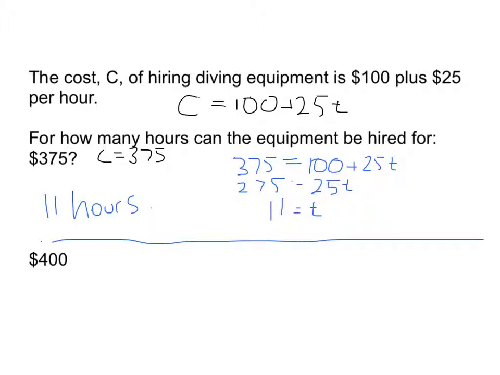And if we had $400 available to us, it's the same process. So we set C equal to 400. So 400 will be equal to 100 plus 25T. Take away 100, 300 equals 25T. And then we divide both sides by 25, which will give us T equals 12.